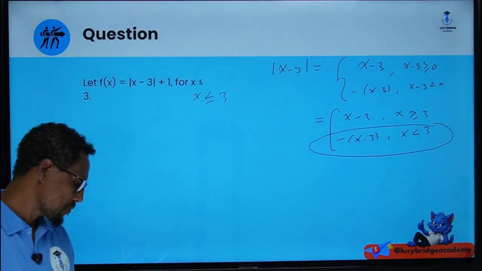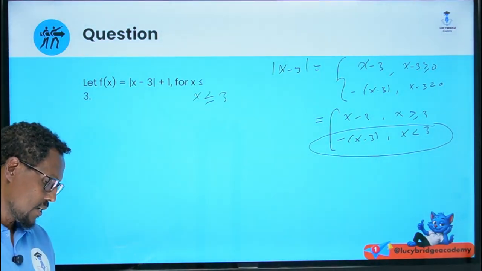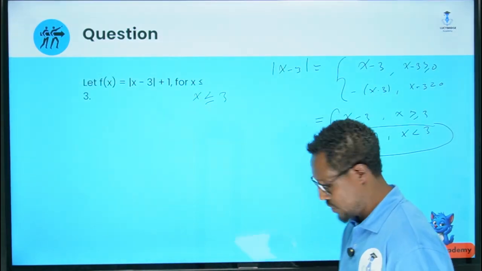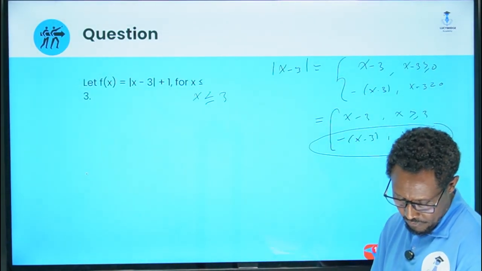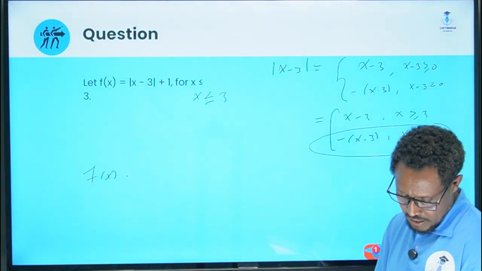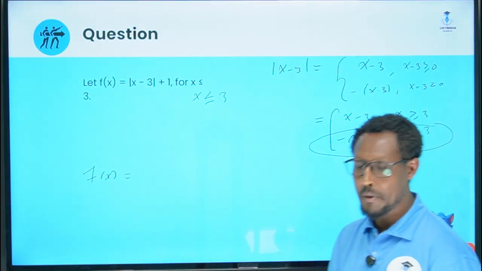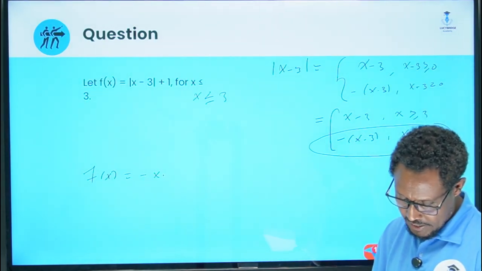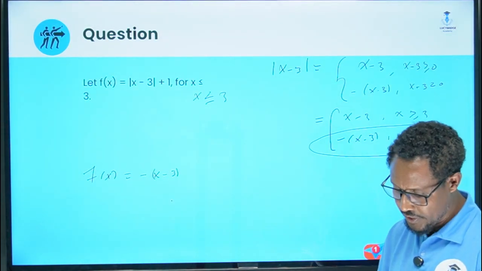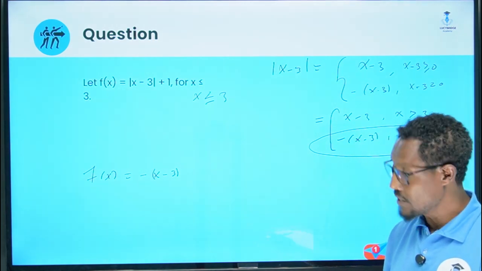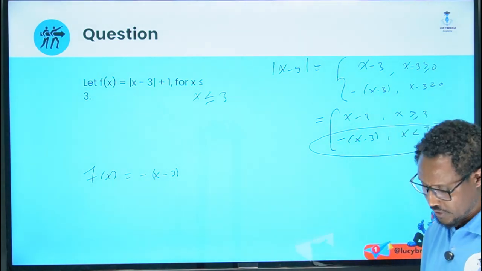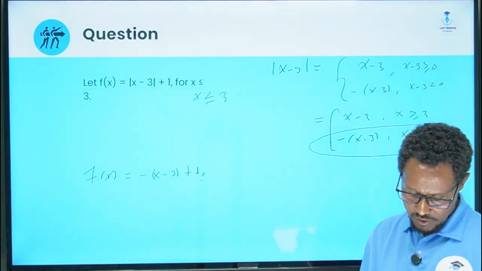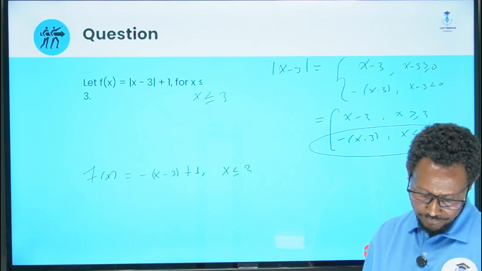That means f of x, which is equal to the absolute value of x minus 3, we replace it with minus of x minus 3, because x is less than or equal to 3 in this domain, plus 1, for x less than or equal to 3.